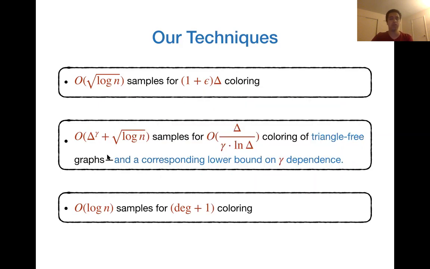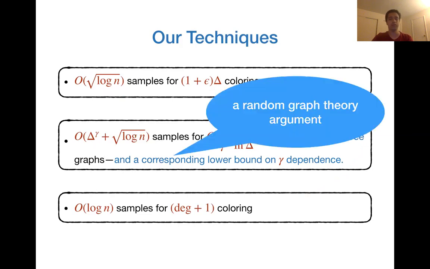For the lower bound on the number of colors needed for triangle-free graphs, this is a very nice and simple argument based on random graph theory, but it's not a trivial lower bound, like, for instance, that omega square root log n colors are needed for order delta coloring.